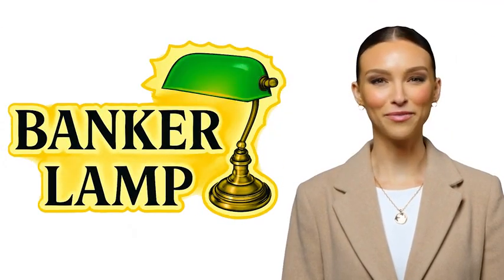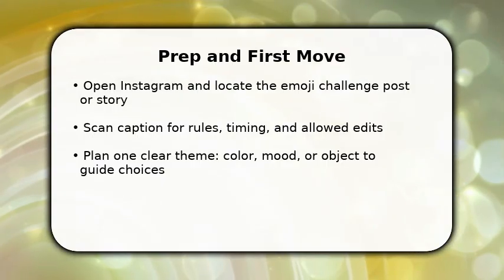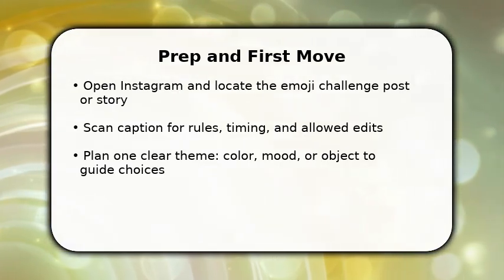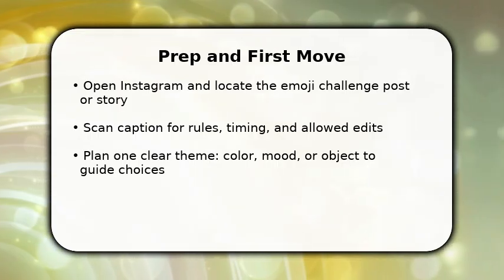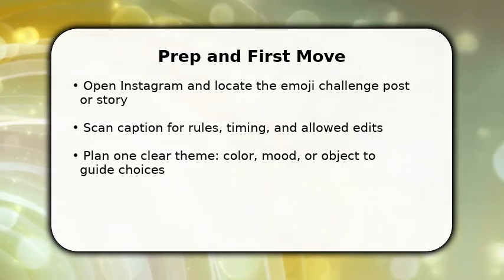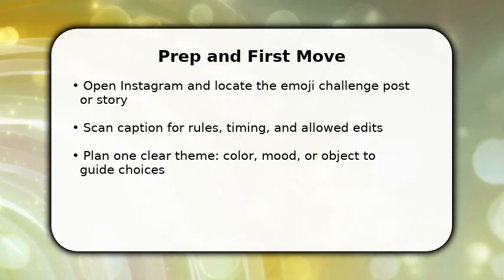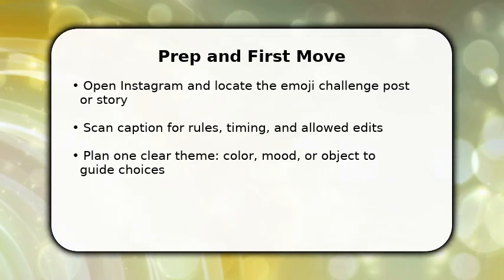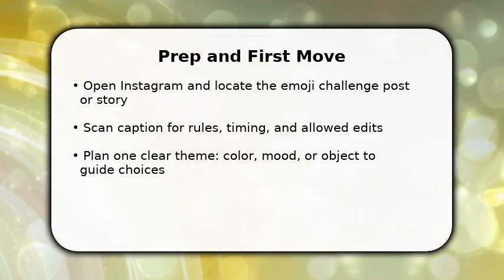Please enjoy the video. You start now. Open the emoji post or story and read the caption for rules and timing because speed and compliance matter. Choose one clear theme, color, mood, or object to reduce decision time and keep consistency. Once you commit, pick the first emoji that signals the theme strongly and place it with intent.